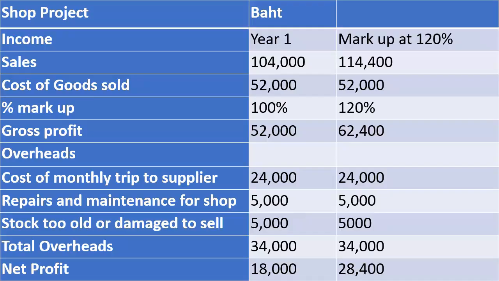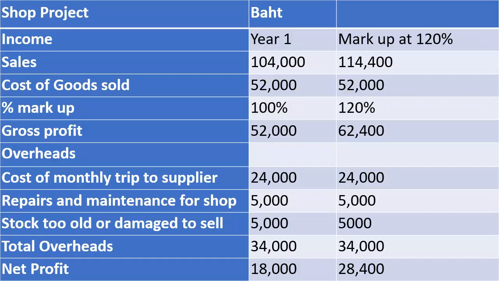So the middle column is the same again. On the right-hand column, we have a markup of 120%. So what we're saying is the cost of goods sold is the same at 52,000, but we have increased the price so that it's higher. It's now 120% of 52,000. So the sales have gone up to 114,400. To calculate that, you do 52,000 multiplied by 2.2.